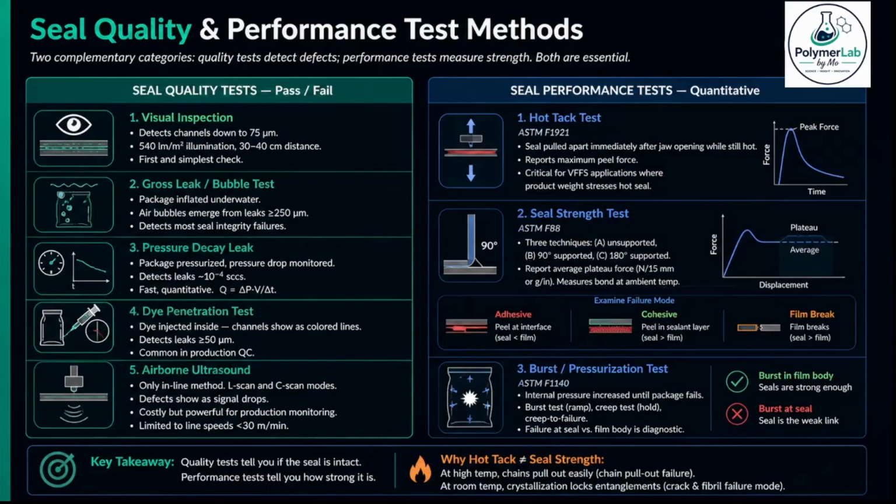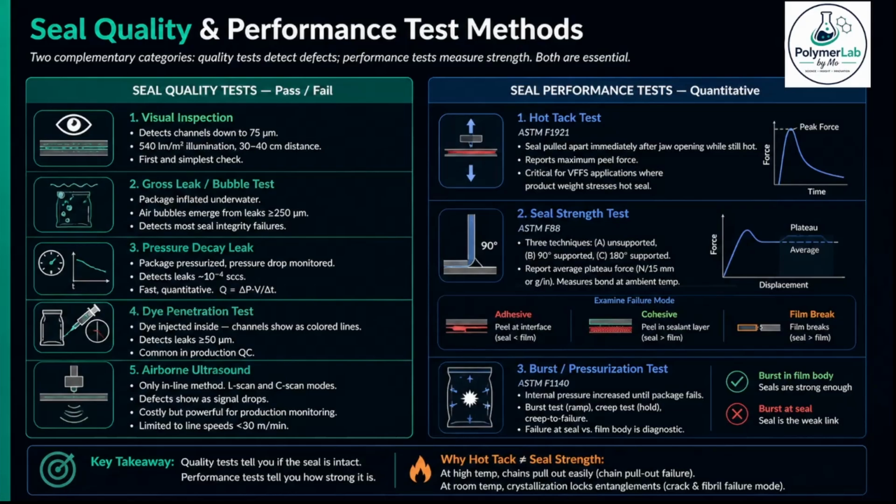Airborne ultrasound is the only method that can monitor seal quality in line during production. An ultrasound signal is transmitted through the seal area. Defects absorb or scatter the signal instead of transmitting it. The drop in signal at the detector identifies the defect location, currently limited to line speeds below 30 meters per minute.